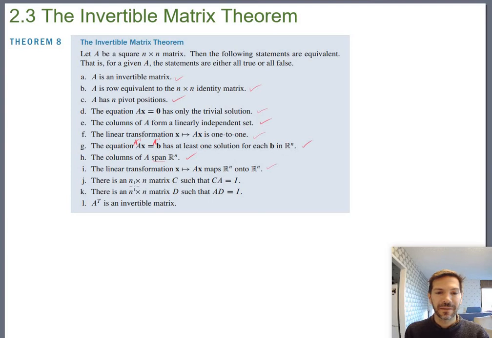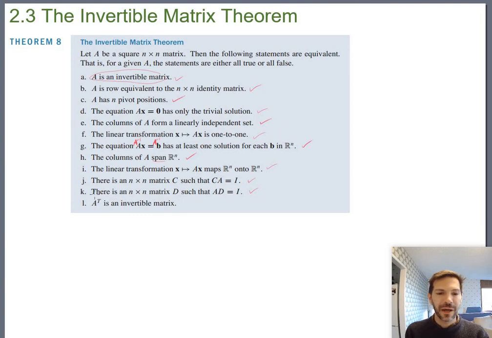It's saying, let's see, two more statements. There's a matrix C such that C times A is the identity. And what is that matrix? It's the inverse. So A takes care of J and K. Let's see, I think we've gotten all of them except for the last one.